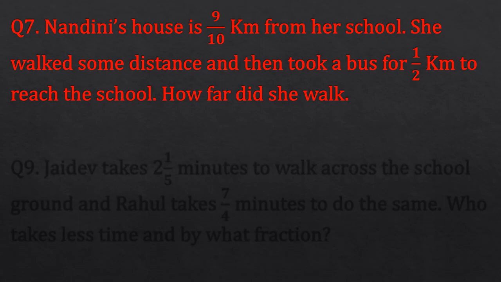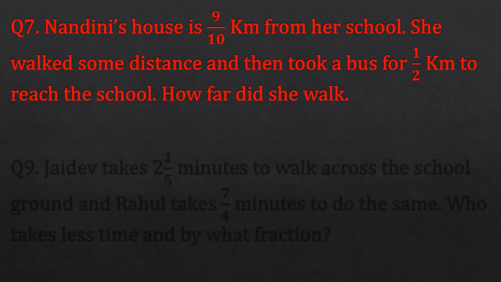So distance covered by walking is not given to us, it is asked, and the distance covered by bus is given to us, that is 1/2 kilometer. And you have to tell how far did she walk. Now total distance is given to us, distance covered by bus is given to us. We have to find out distance covered by walking. How will we do it? We will subtract.